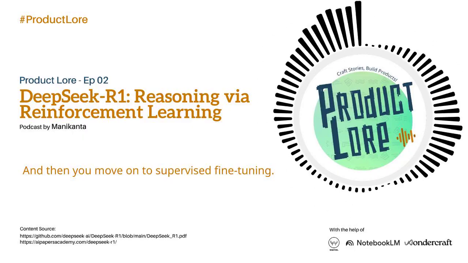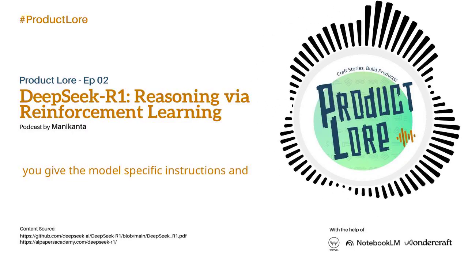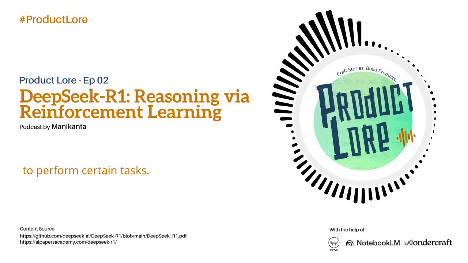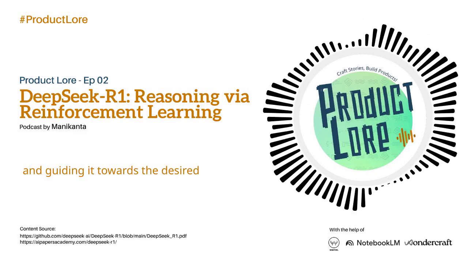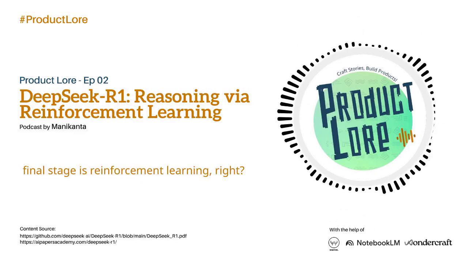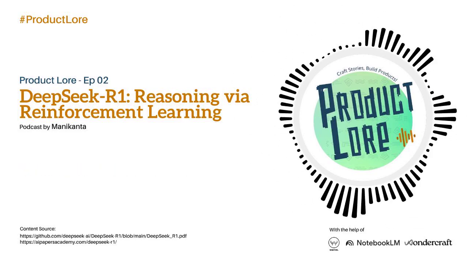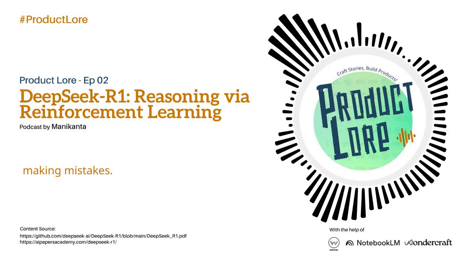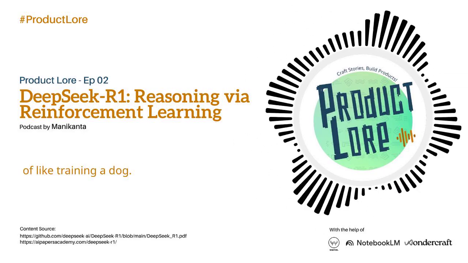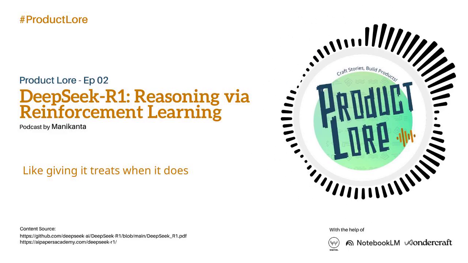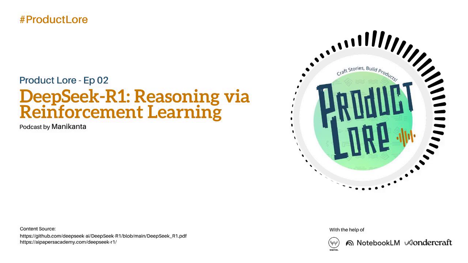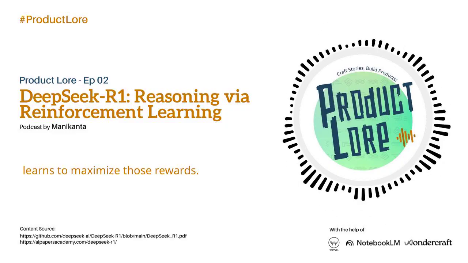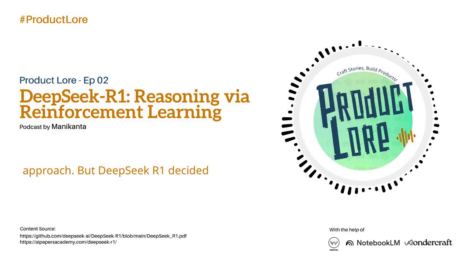Right. And then you move on to supervised fine-tuning. And this is where you give the model specific instructions and examples to teach it how to perform certain tasks. It's like you're showing it the ropes and guiding it towards the desired behavior. And then the final stage is reinforcement learning, right? Exactly. That's where you really fine-tune the model's behavior by rewarding it for making good decisions and penalizing it for making mistakes. It's kind of like training a dog. Oh, I get it. Like giving it treats when it does something right. Exactly. You're shaping its behavior through a system of rewards and punishments. And over time, it learns to maximize those rewards. So that's the traditional approach.